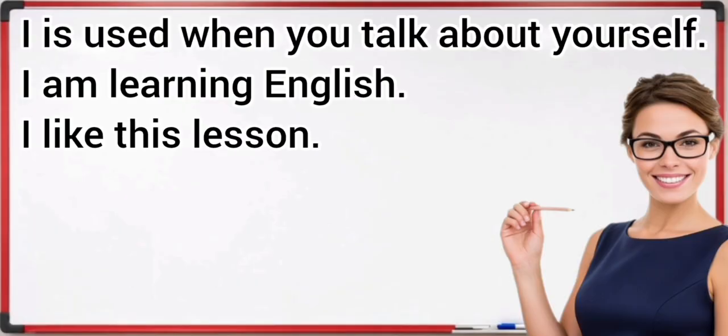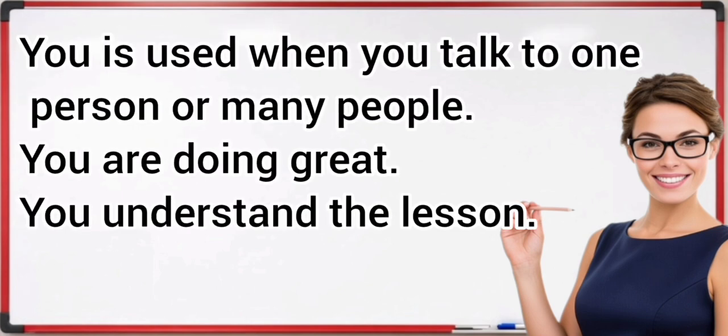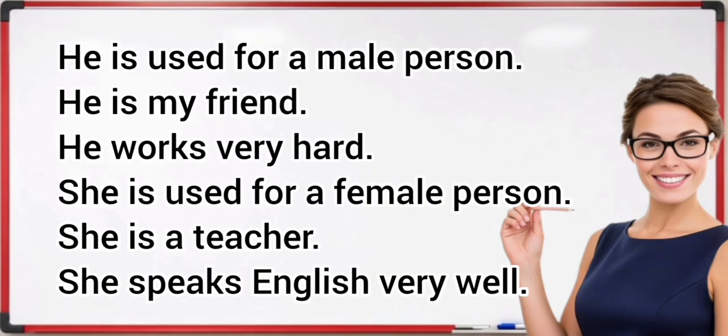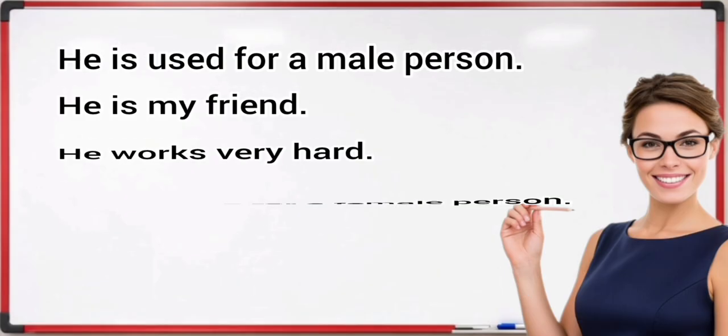Now let us look at each subject pronoun with clear examples. I is used when you talk about yourself. I am learning English. I like this lesson. You is used when you talk to one person or many people. You are doing great. You understand the lesson. He is used for a male person. He is my friend. He works very hard. She is used for a female person. She is a teacher. She speaks English very well.